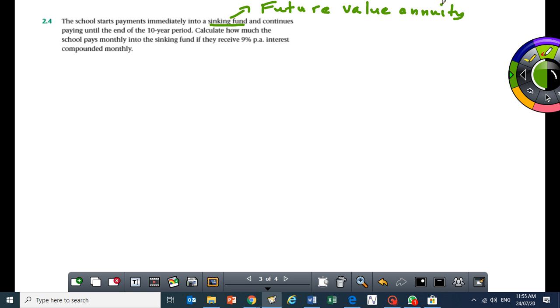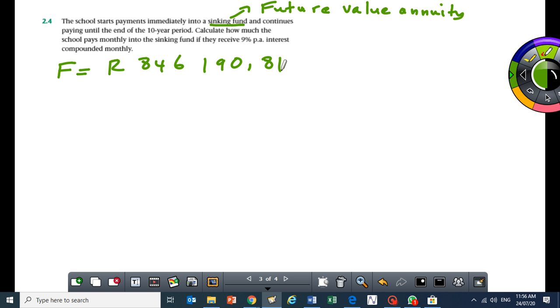Okay, a sinking fund is an investment. All right, so the amount we got in 2.3, that's the amount that's going to be equal to F. So our F is going to be equal to the amount in 2.3, that's the future value of F in the future value annuity.